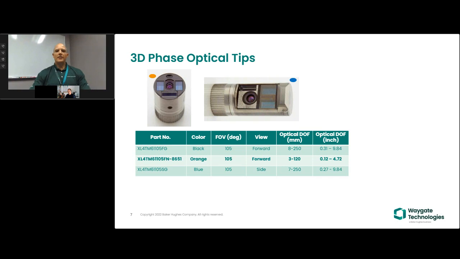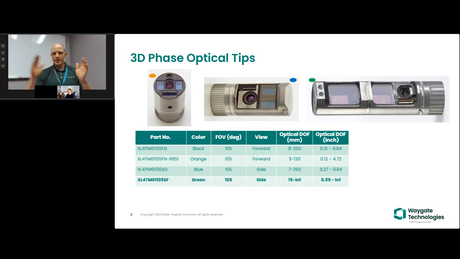However, we do have a lot of customers who have to measure some really small features, and to improve that capability a bit, we created an orange version of the forward tip. It looks very similar to the black tip, but has an orange color dot, and its optical depth of field is 3 to 120 millimeters.